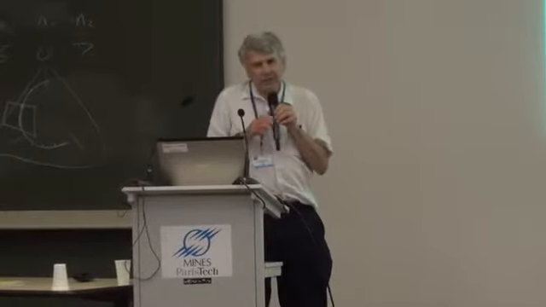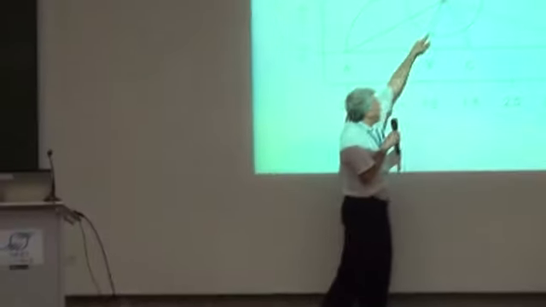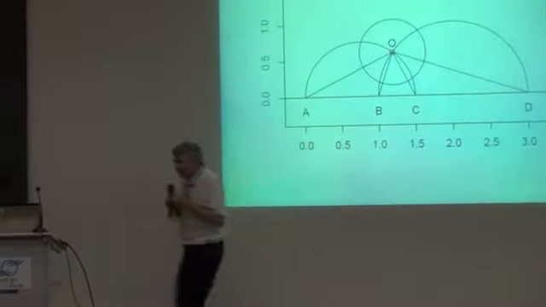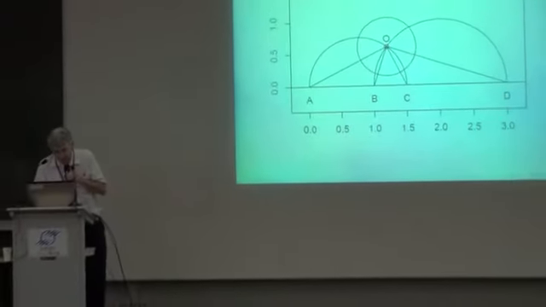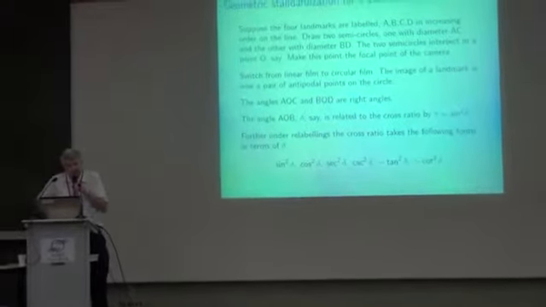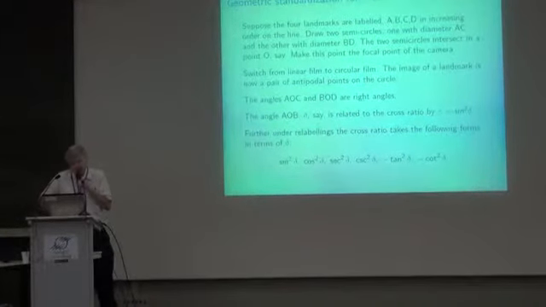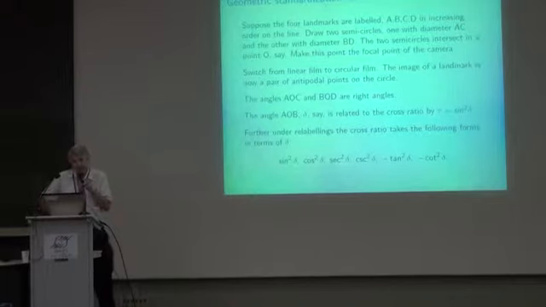And if I look at AOB, so let me go back to the picture. If I look at this particular angle here, that's something that's very closely related to the cross ratio. I'm going to call that angle AOB an angle delta, say, and it turns out that's related to the cross ratio by the cross ratio is sine squared of that angle.